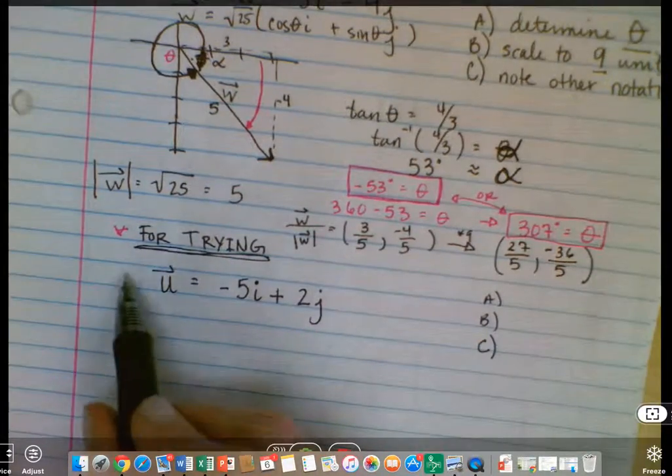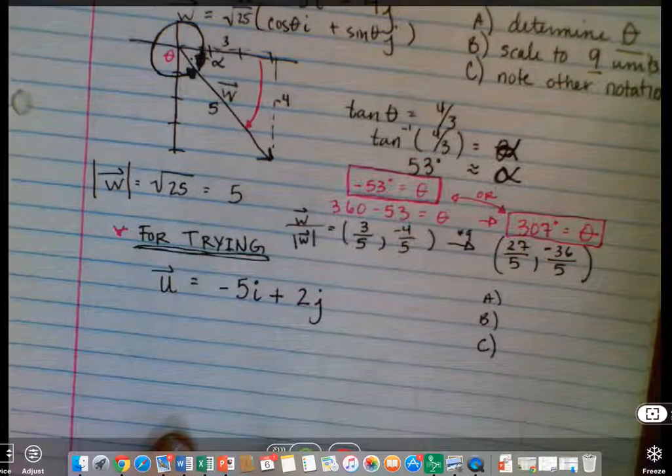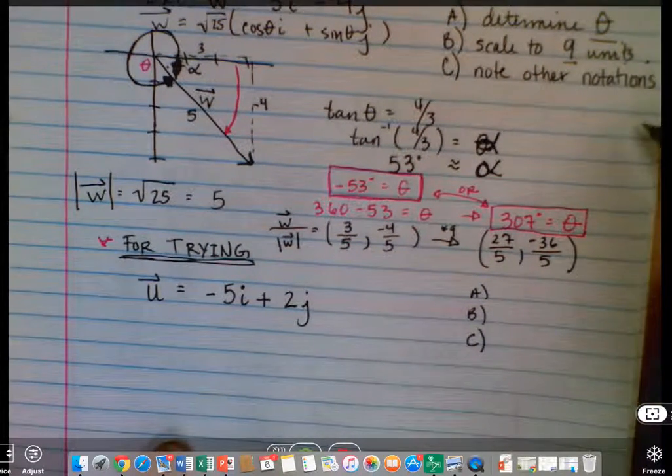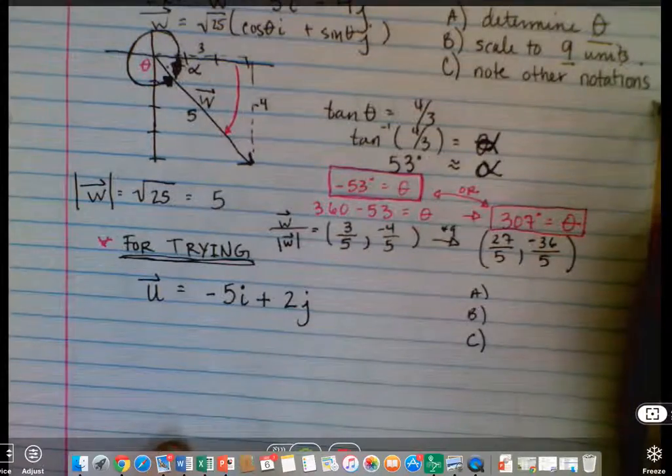So you're also going to do that for yours. So you'll have 3 things. Determine theta, scale it to 9 units, and then note that other notation, the cosine sine notation.